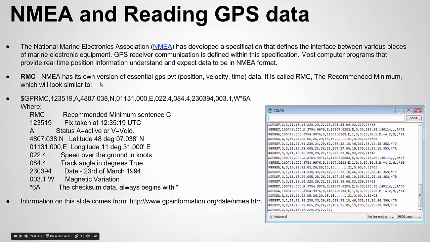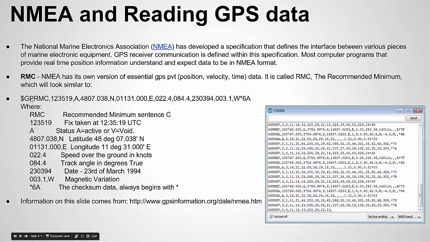And how this standard works is, basically the module will communicate out these sentences, and the sentence will begin with a dollar sign, GP for GPS, and then a heading for the sentence. So this one I'm going to use is RMC, and each heading means it's going to communicate different data. So for RMC, it's going to communicate time, position, velocity, date, things like that.